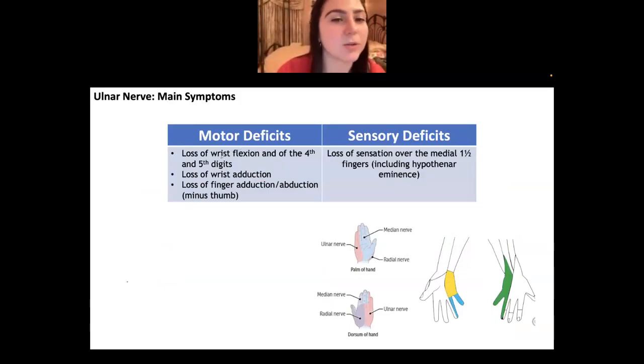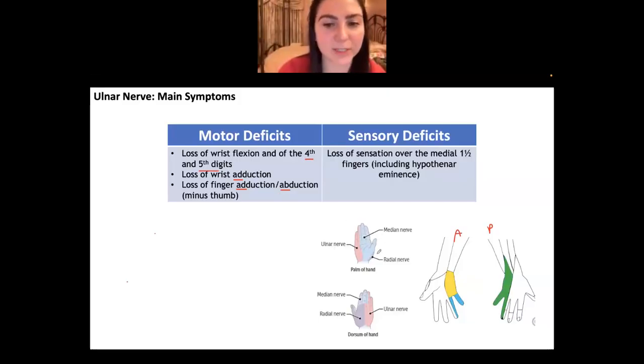So you can see motor deficits. You lose wrist flexion of the 4th and 5th digits, so that's going to be your ring finger and your pinky finger. Loss of finger adduction and abduction, minus the thumb, because the thumb has its own innervation scheme. And then sensory deficits, everything we've talked about. It's basically the opposite of the radial nerve and the median nerve on the front and the back of the hand. It's just everything that's left over.